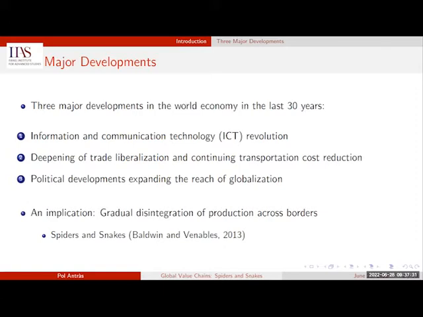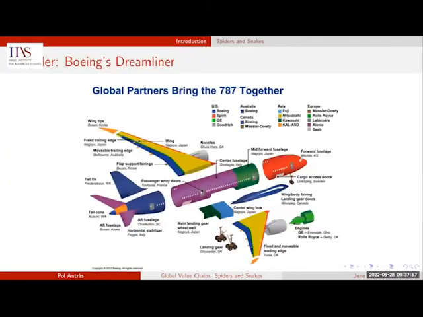Okay, so initially I had titled my lectures, the first spiders and then snakes, and Elhanan told me you might wanna put some economics there, not to confuse people, okay? So what are spiders and what are snakes? Let me start with pictures. Sometimes the best way to illustrate what you're trying to do is just to show you what I meant. So I'm gonna start with a spider.